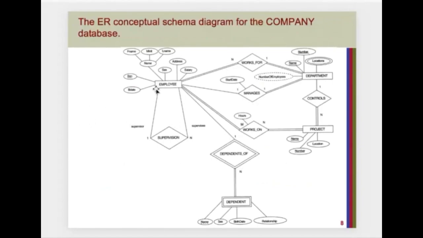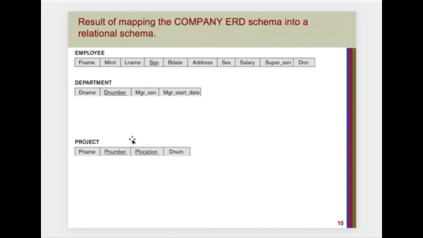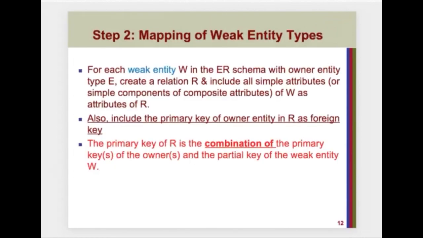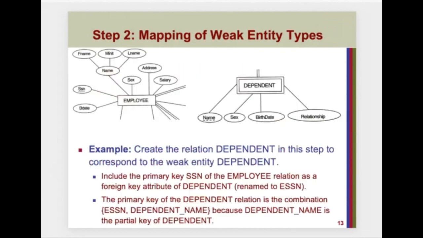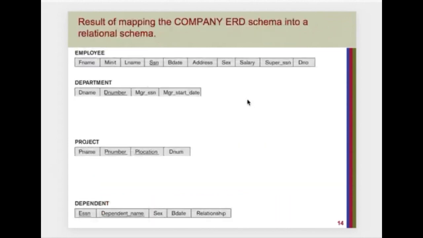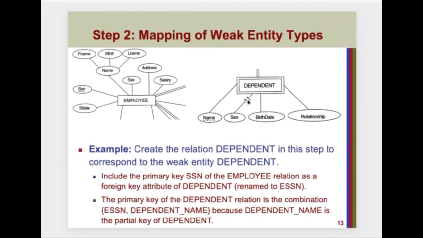conceptual schema, we had 3 regular entities: employee, department, and project, and we converted them into our relations or tables. Then we saw how we can map weak entities, and we saw that we have a weak entity dependent. We can convert it to our relation, but for all weak entities we copy the primary key of the parent.